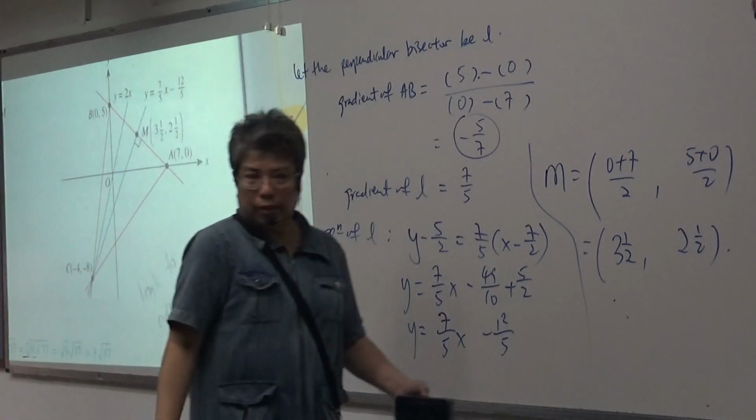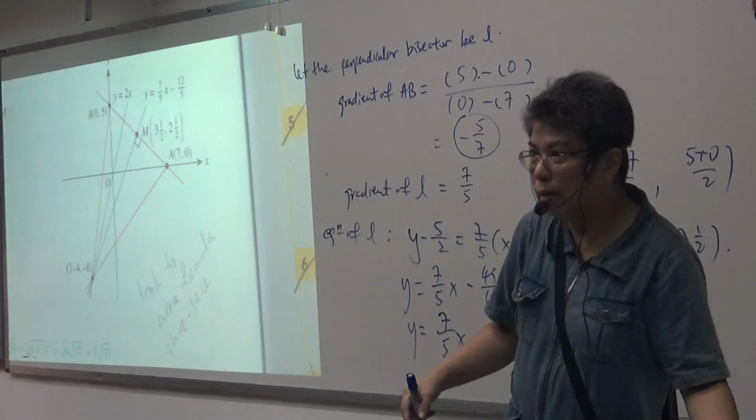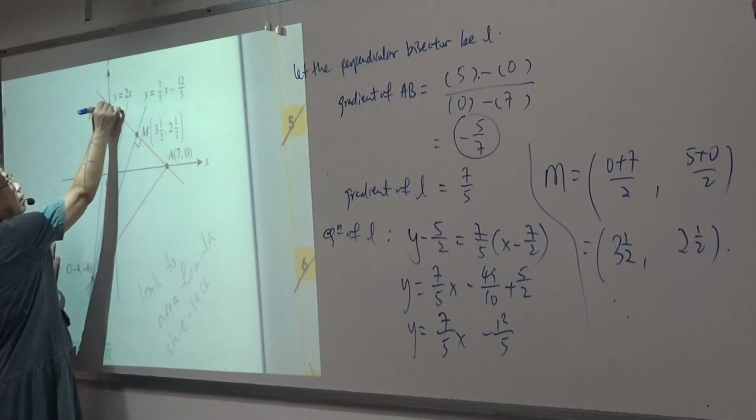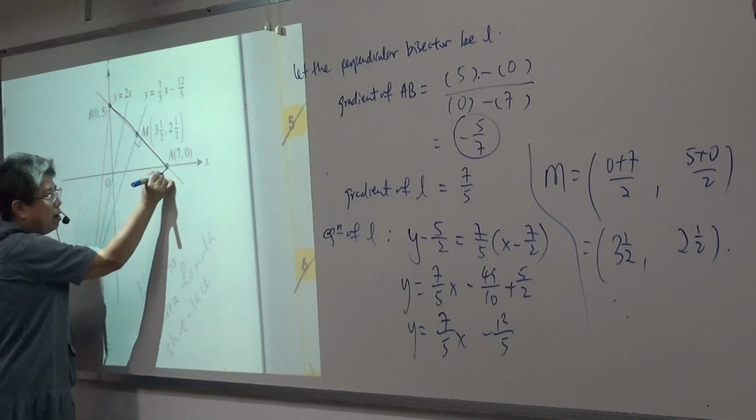Can you see it? Now, there are two methods to do it. One is by the caveman method. It's half times base times height. I'm going to show you this. I'm going to draw it out.